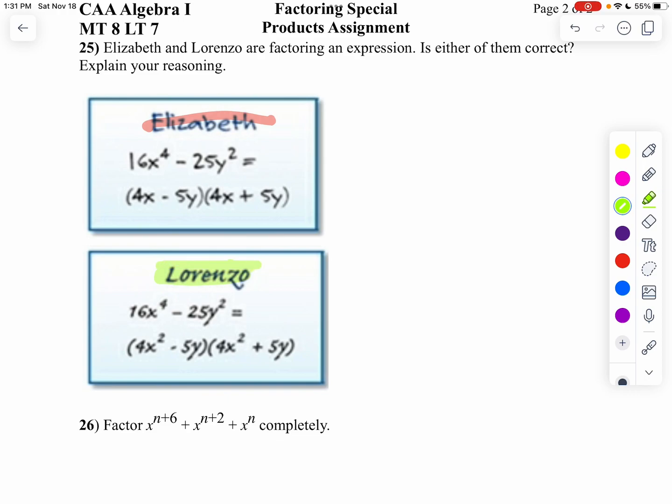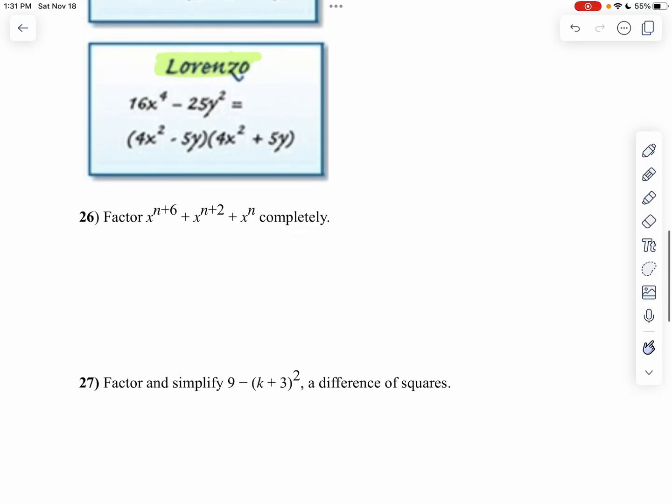On question 26, we want to factor this trinomial completely. And let's move this so we can show our work. Now, the first thing I notice is there's an x to the n in each term, isn't there? Because I've got my third term, which is x to the n. Then there's an n in n plus 2. There's an n in n plus 6. So we're going to factor out x to the n.